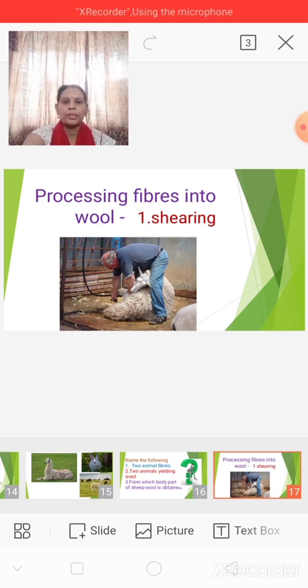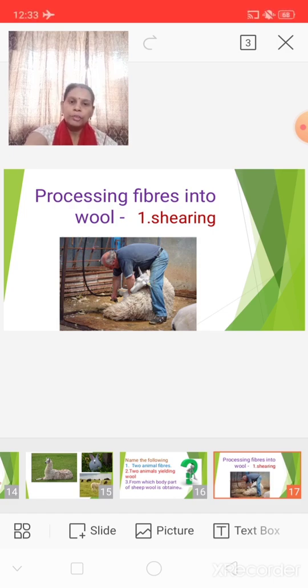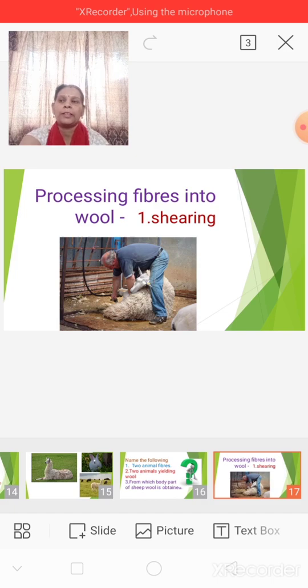Now comes the next process, that is the processing of the fiber into the wool. How is this wool processed, how do we get the wool from the fibers that we get from the hairs of the sheep, or the fleece? So here the first step is shearing. Now what is shearing? It is the removal of the fleece from the body of the animal, from the body of the sheep or any of the animal. So when they remove it, along with the removal of the hairs, some skin also comes out sometimes.